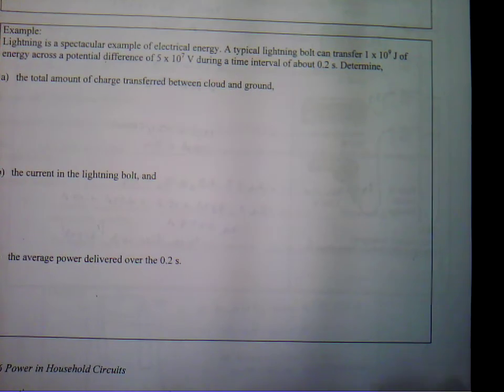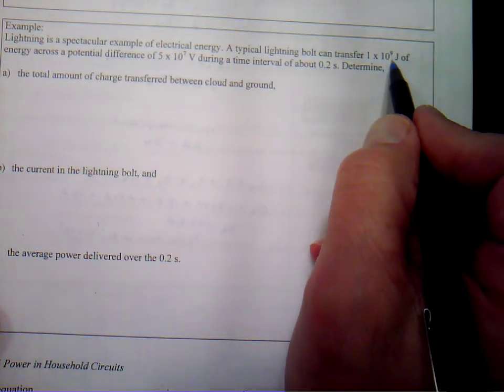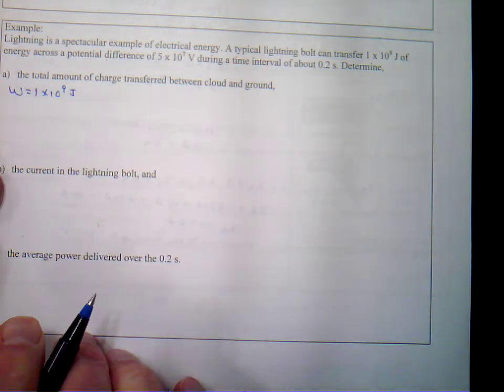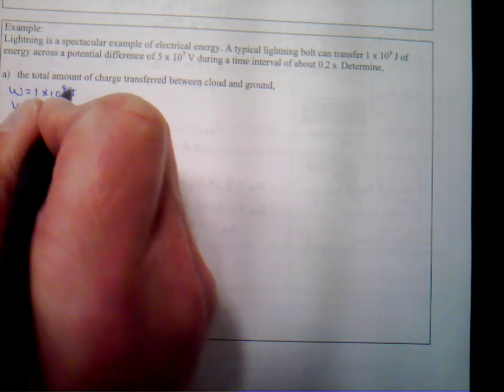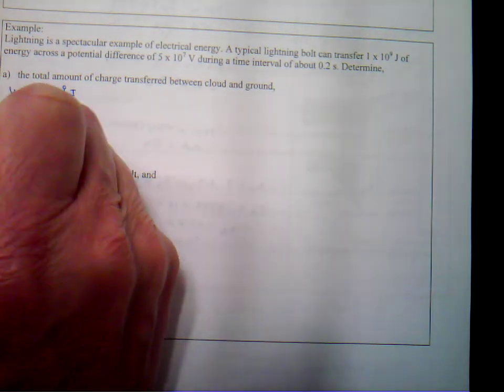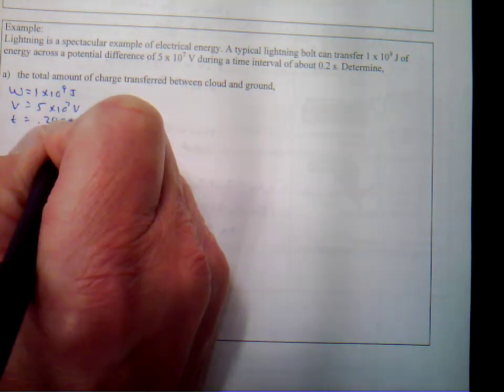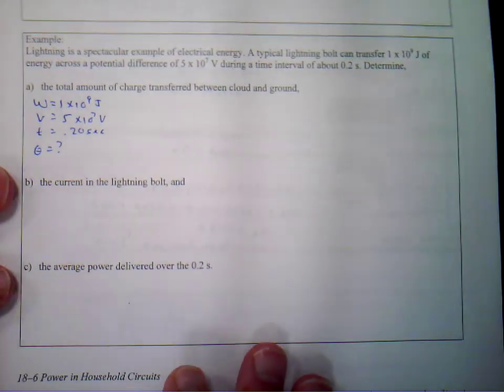All right, let's take a look at one more problem. Lightning is a spectacular example of electrical energy. A typical lightning bolt can transfer 1 times 10 to the 9th joules of energy. Joules is energy or units of work. Voltage is 5 times 10 to the 7th volts. And the time is 0.2 seconds. And we want to know the amount of charge.